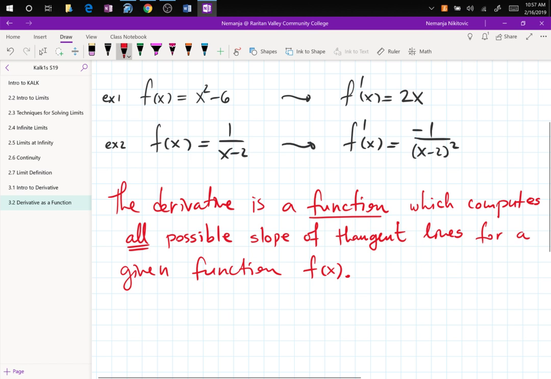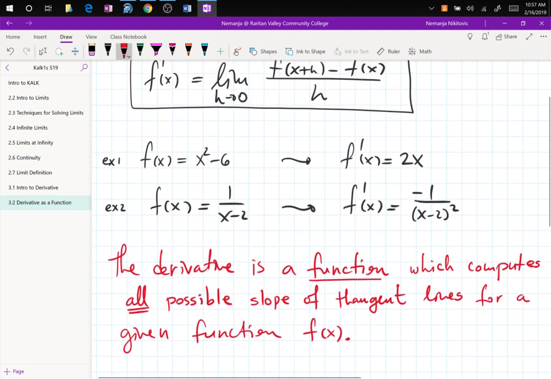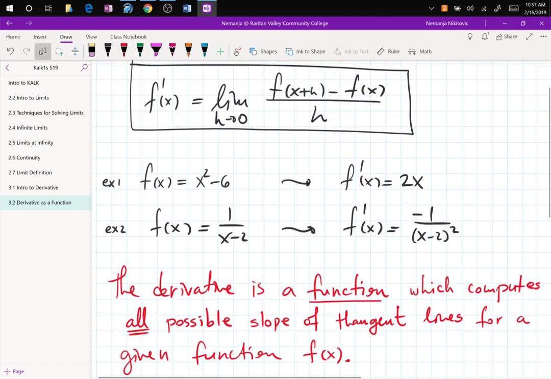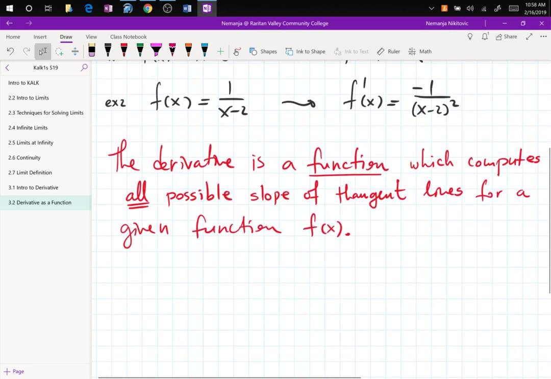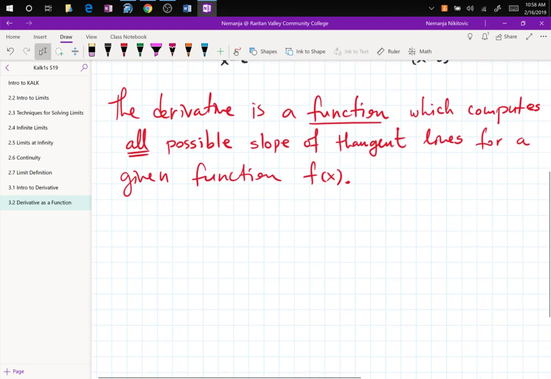This is what we covered last time. So the derivative is just a function, and we see that 2x, that's a function. You can draw the graph for it. This one is also a function. You can draw a graph for it. So we know what happens there. Now let's take a look at the relationship between the derivative function and the original function.